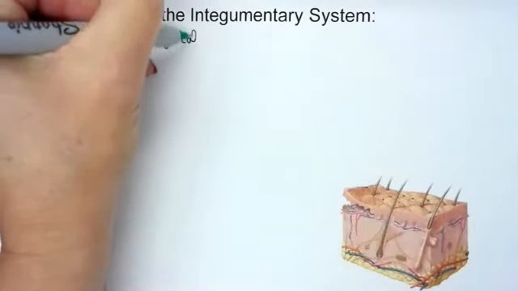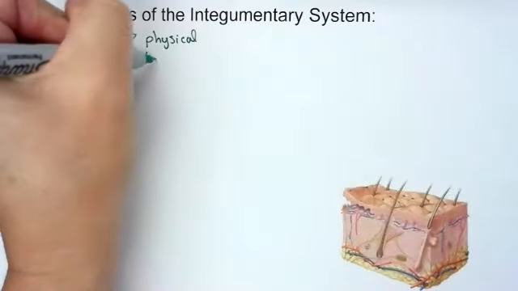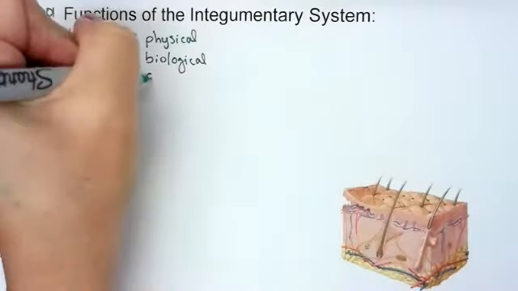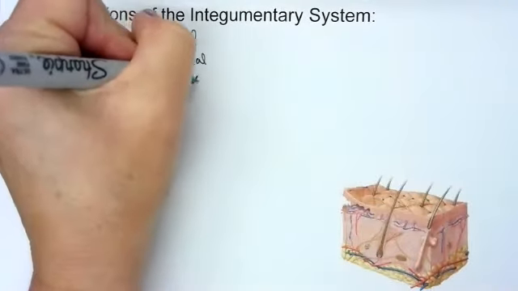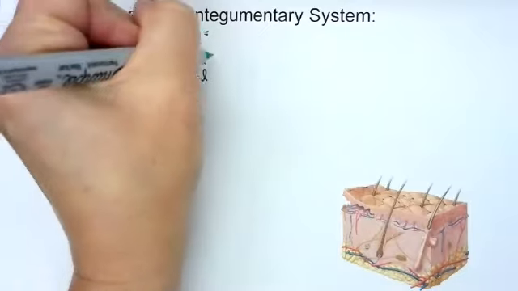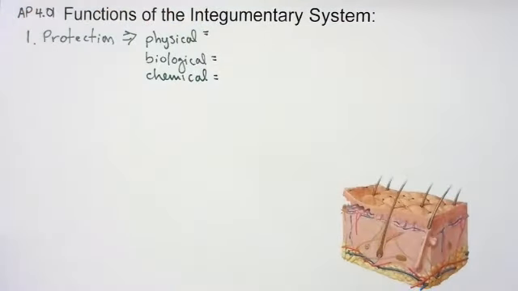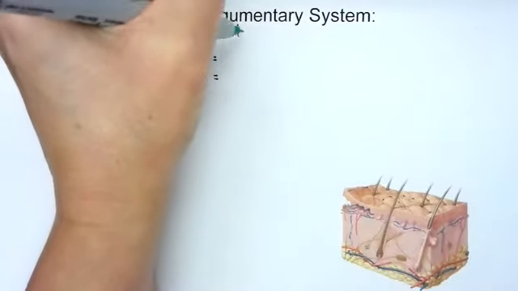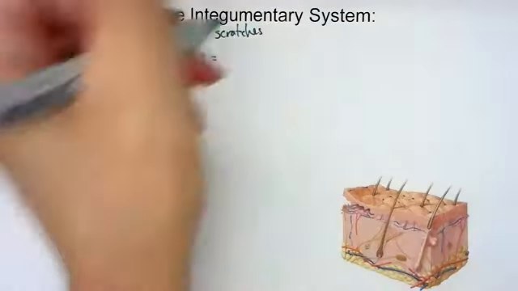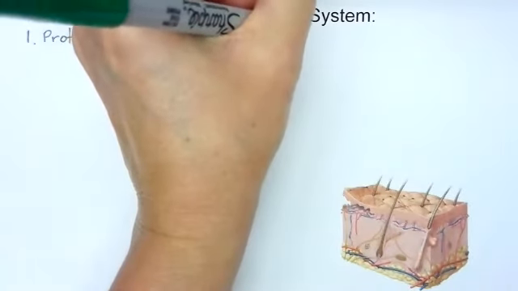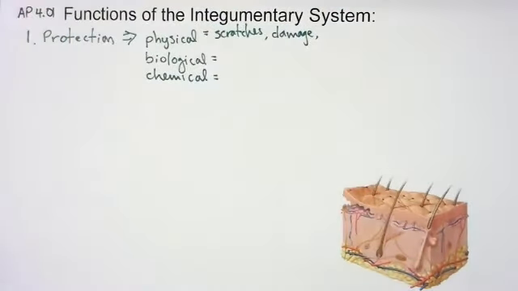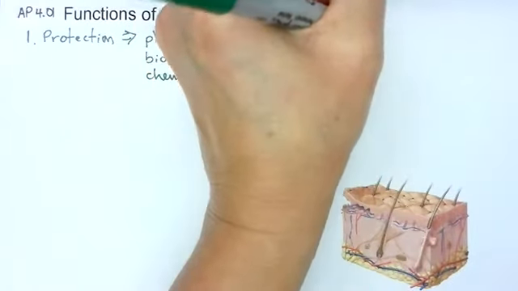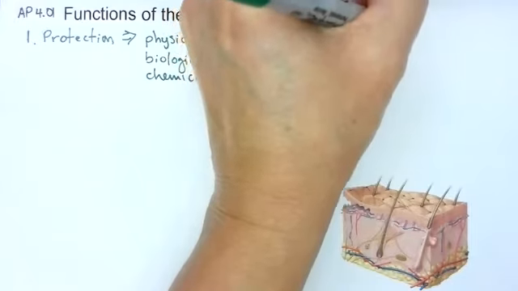Physical, biological, or chemical. So physical could be anything from scratches, damage to our organs, to things like dehydration. Our skin, our integument, provides a physical barrier between us and the environment that holds our water in.